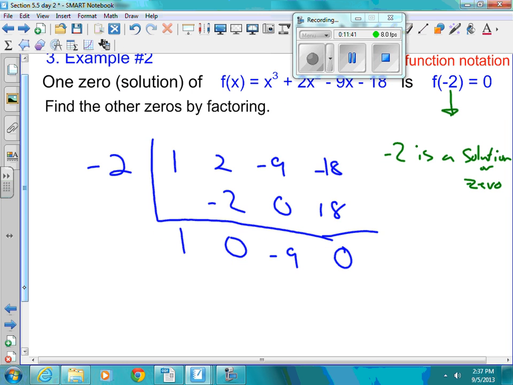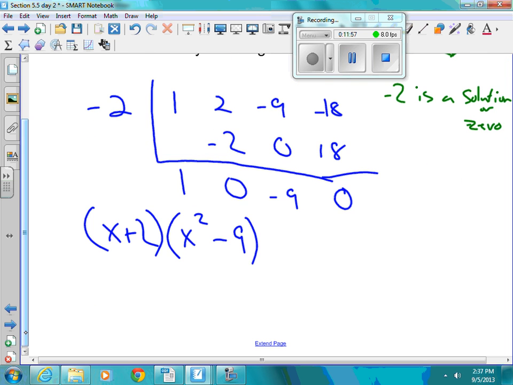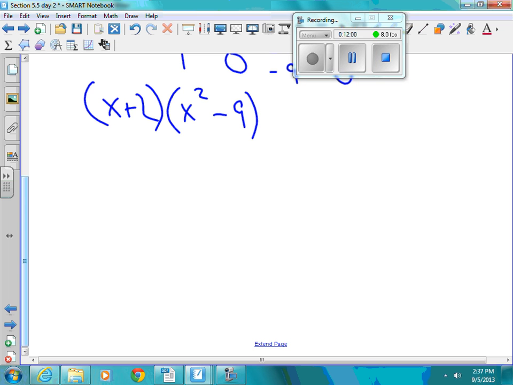So the polynomial we have left here is 1x squared plus 0x, we don't need that, minus 9. That's the polynomial we'll have left. We already know that f of negative 2 is a 0. That means x plus 2 is a factor. Isn't that cool how that works? And then we say, can we factor x squared minus 9? Well, it's a quadratic, two terms, one subtracted from the other. That is a difference of squares, maybe. Is x squared a perfect square? Yes, it is. Is 9 a perfect square? Yes, it is. So we can factor this to x minus 3 times x plus 3.